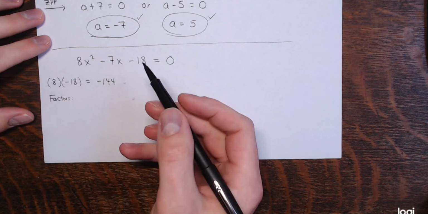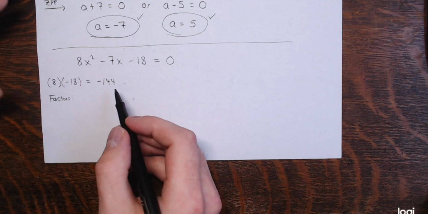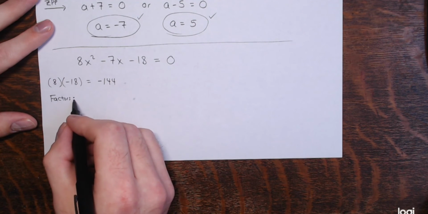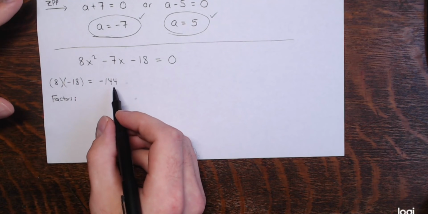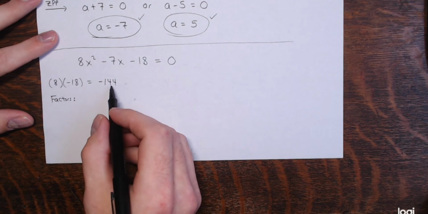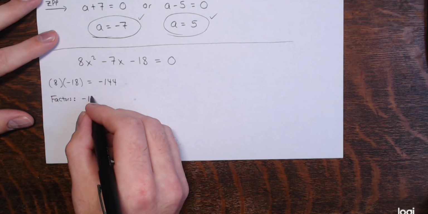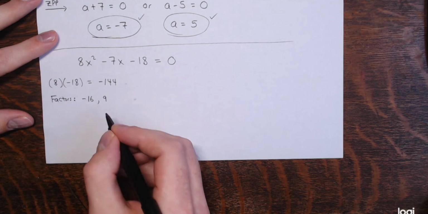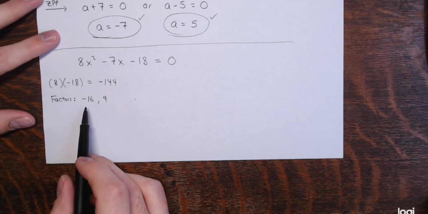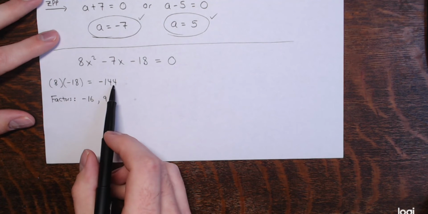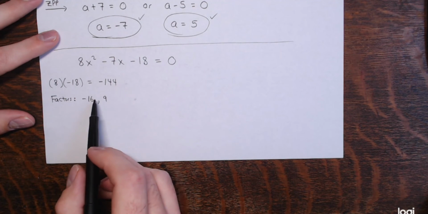And again, you can use a calculator to help you out, but me, I already know this is negative 16 and positive 9. Negative 16 times 9 is negative 144, and negative 16 plus 9 is negative 7.